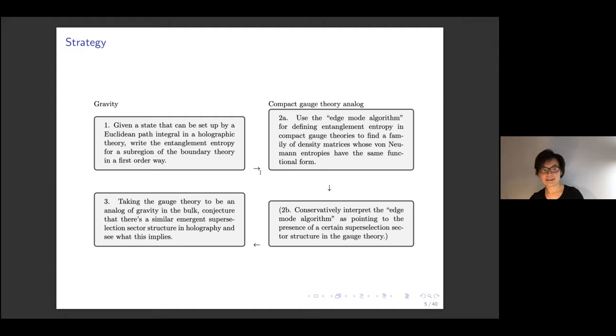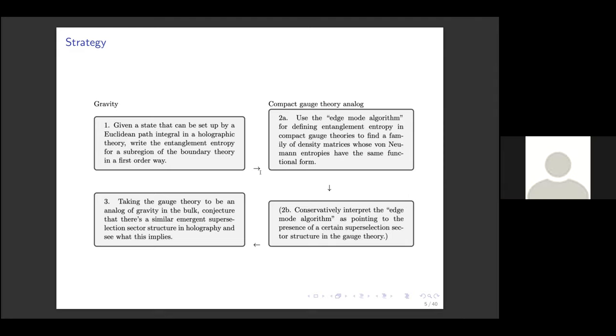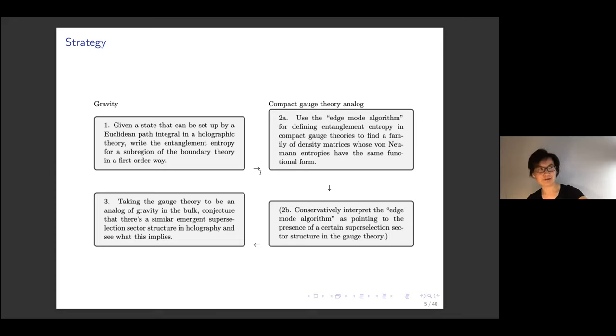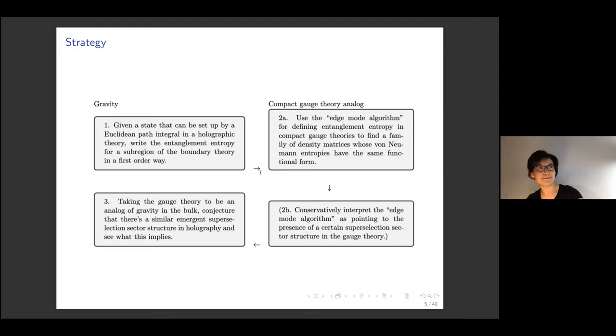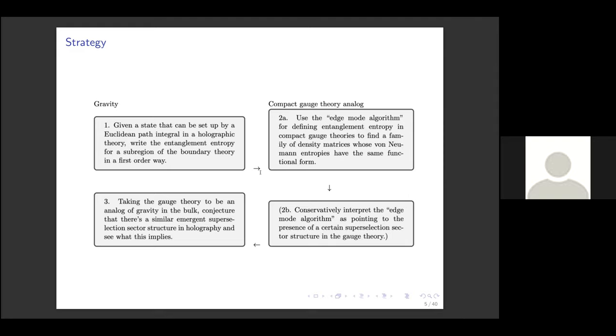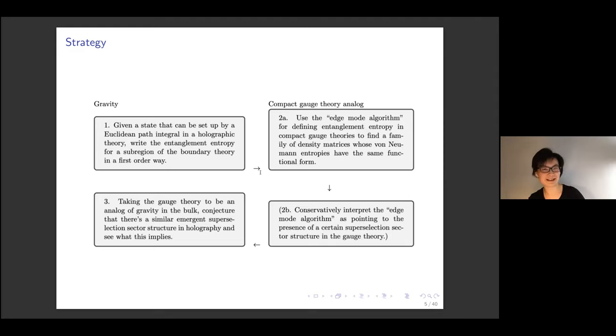Okay. Yeah. This edge mode story, I mean, blocks two, three, and four are all in the bulk. But you're using some sort of a first order formalism for gravity. Yes. So I basically will rewrite RT in first order in the bulk, and then write a compact gauge theory model that's supposed to be an analog of the bulk. Thank you so much. Yeah, sure. If it's not clear, maybe ask me again in like 10 minutes when I show you the first example. Hopefully it will be very clear then.